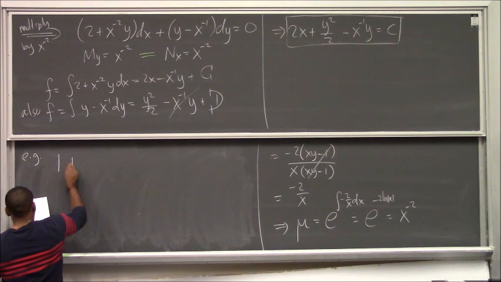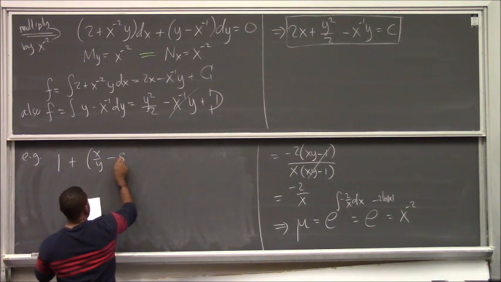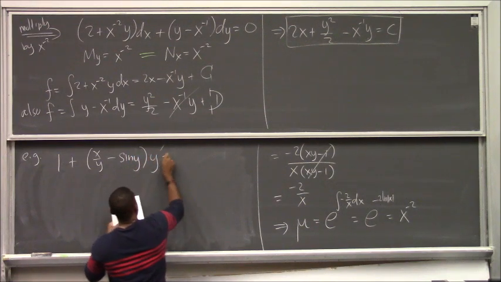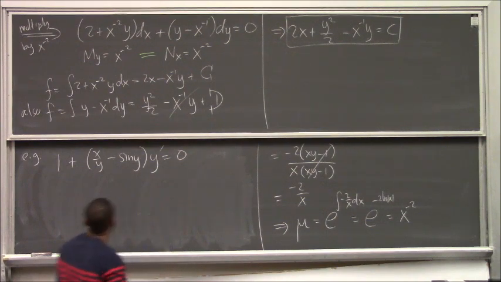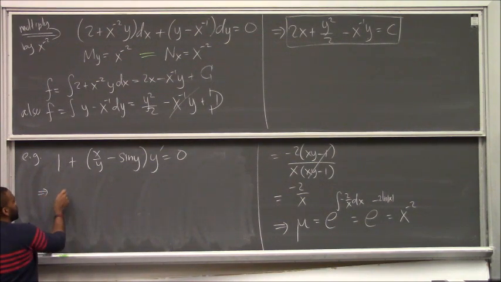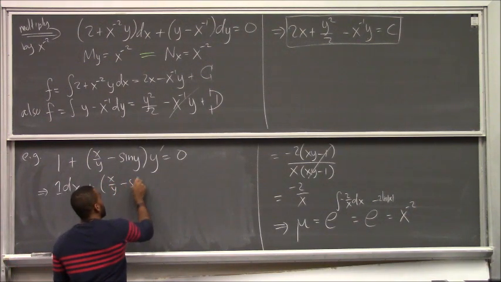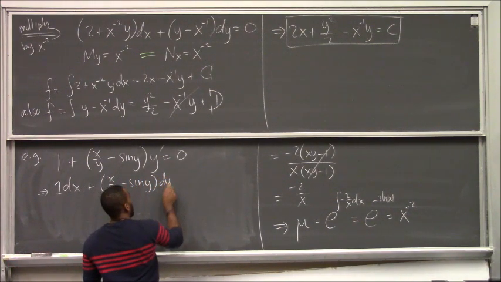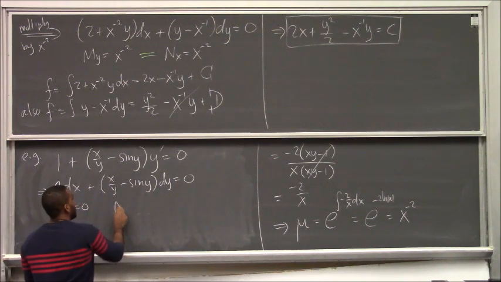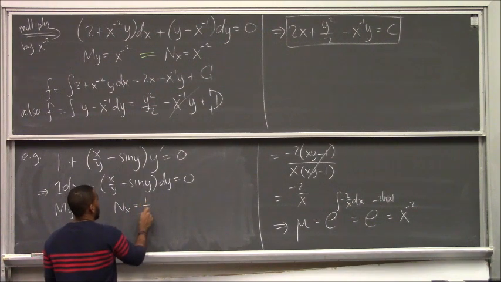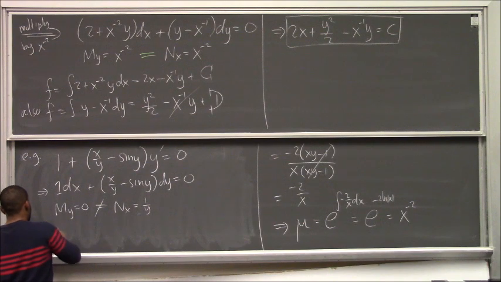And this one was 1 plus (x minus y) times x over y minus sine of y equals 0. Of course, you can make this 1 dx plus (x over y minus sine of y) dy equals 0. If you check y, you get 0. If you check next, you get 1 over y. These aren't the same, but let's find mu.